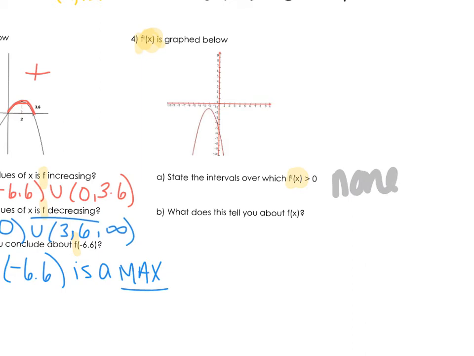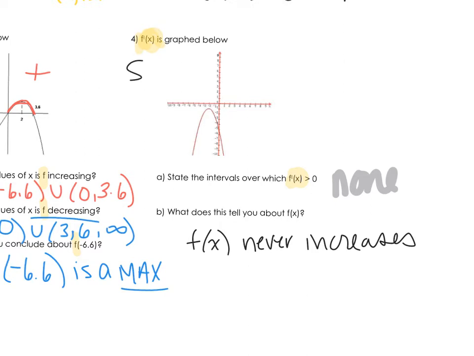What does this tell you about f of x? Well, if the derivative is never positive, then that tells me that f of x never increases. It never has a positive slope.